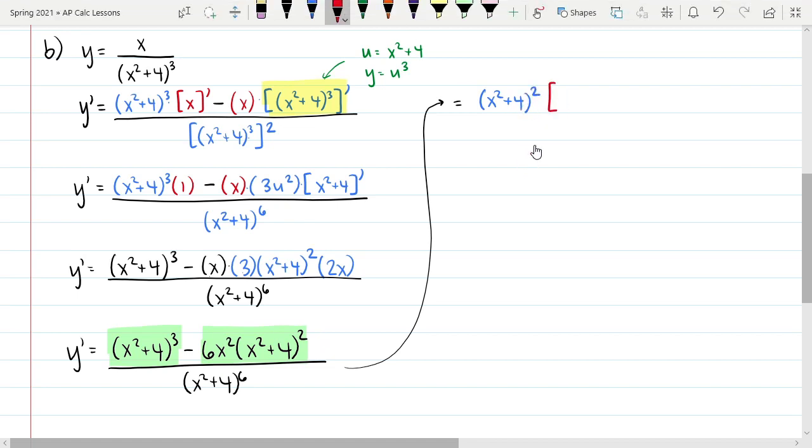That's now going to leave me with, in the first term, remember we had x squared plus 4 to the third power. I factored out to the second power, so that's going to leave me with one of those x squared plus 4s. Minus, now in the second term, I factored out all two of the x squared plus 4s, so all I have left is the 6x squared. And then this is all over that denominator.